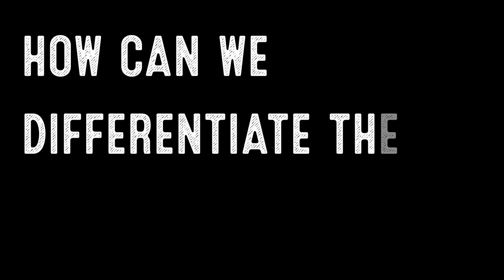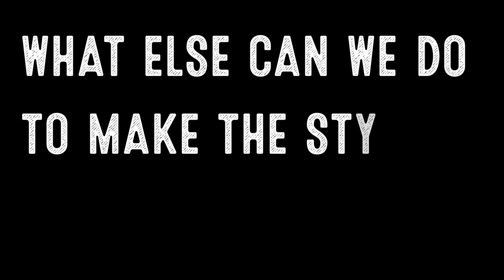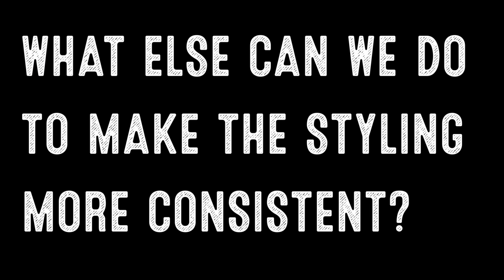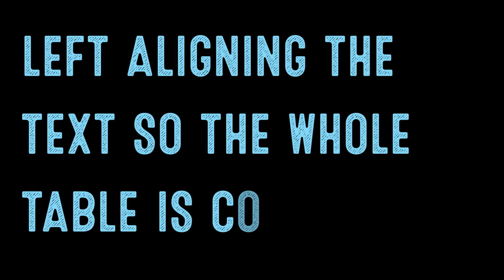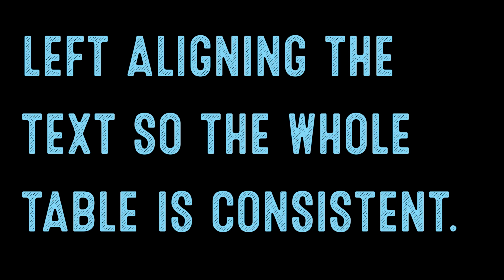How can we differentiate the header row from the other rows of the table? We can add a background color. What else can we do to make the styling more consistent? We will override the default in the table header elements by left aligning the text so the whole table is consistent.